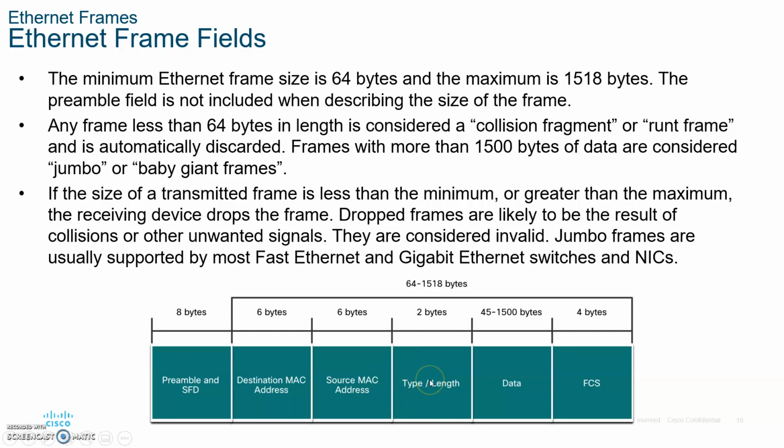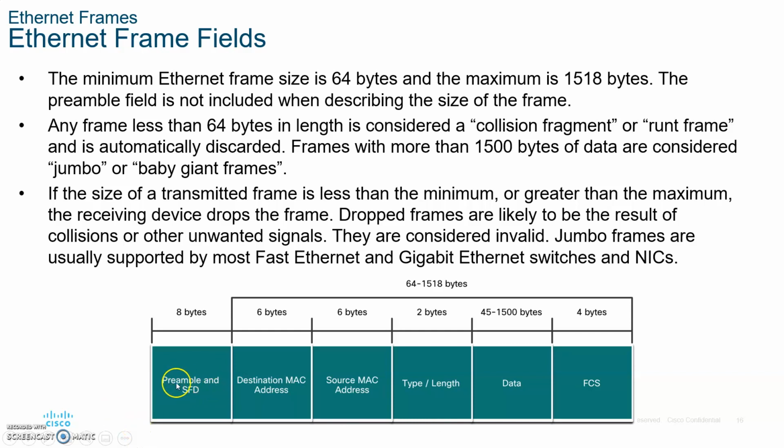So you drop it and you ask for a new frame. What is the FCS, the frame check sequence? This is to check the integrity of the frame, to make sure that the frame reached the destination without any problems, reached successfully. Nothing was corrupted, not one bit.